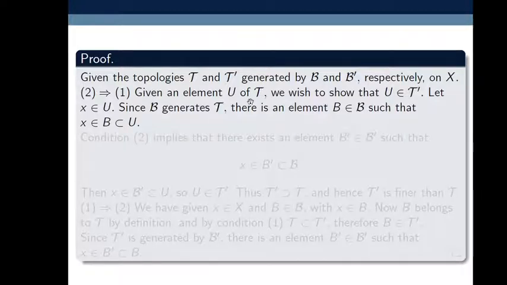So now here we are showing u belongs to tau and show that u belongs to tau dash. Showing 2 implies 1 means using tau we have to prove that tau dash is finer than tau, which simply means we have to show tau dash contains tau. So we take u from tau and show that u belongs to tau dash.